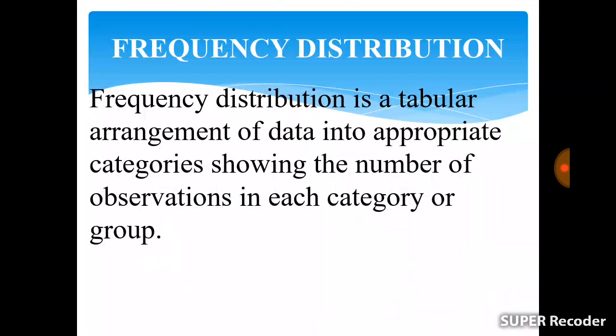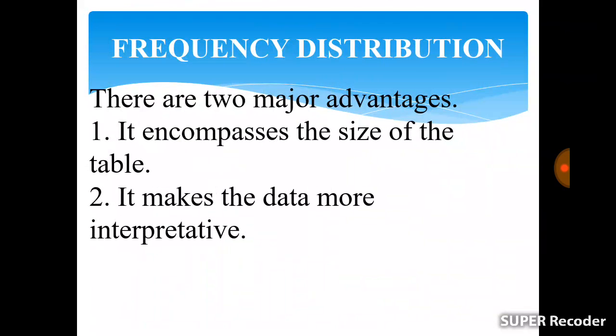So we have also here the frequency distribution. So frequency distribution is a tabular arrangement of data into appropriate categories showing the number of observations in each category or group. So we have two major advantages of a frequency distribution. It encompasses the size of the table, and it makes the data more interpretative.